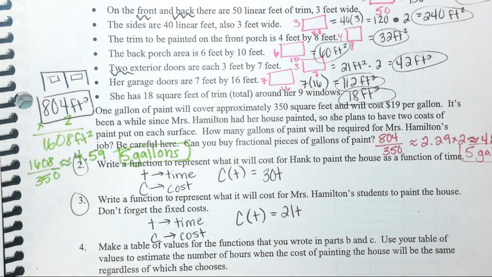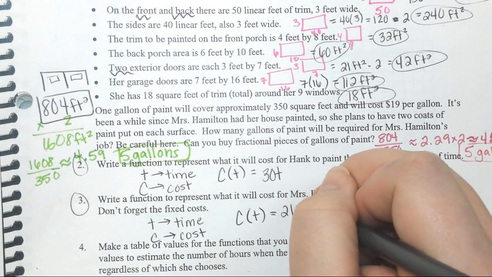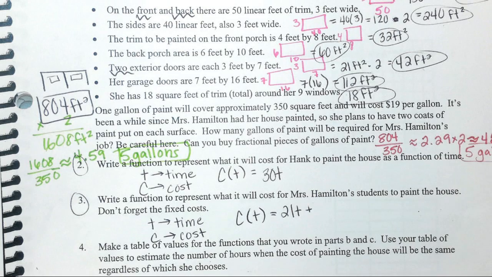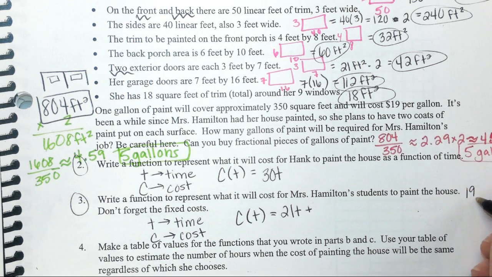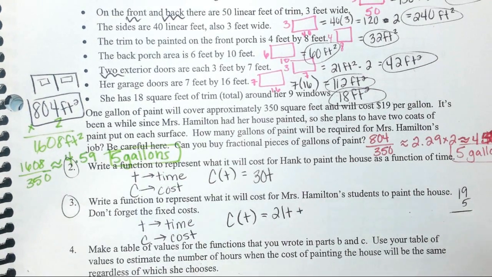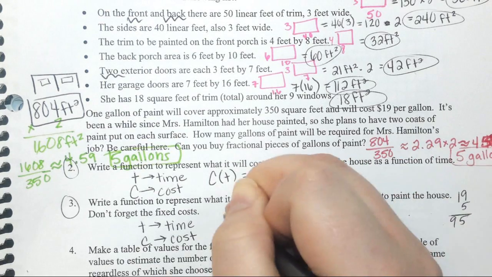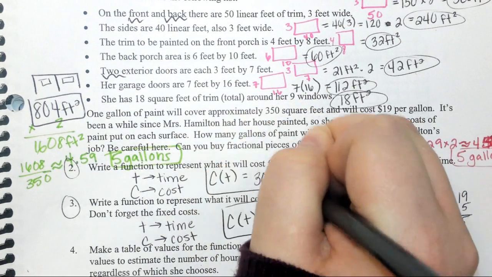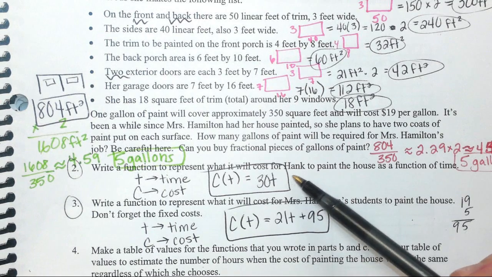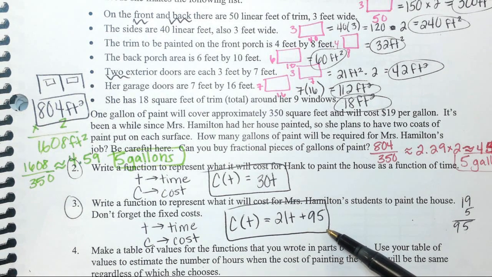But I'm not done because I have to do plus 95. Just kidding. Something. She's got to buy the paint. How many gallons is she buying? 5. How much is it per gallon? 19. So what's 19 times 5? 95. Okay, so 21T plus 95 is correct. So we've got a function for Hank, and we've got a function for the math team students. And we have that plus 95 because they have to buy the paint. She'll have to buy the paint if they're doing it.